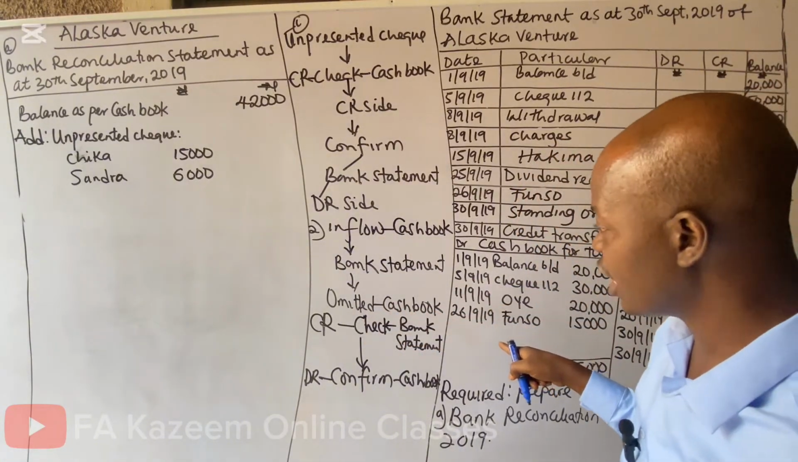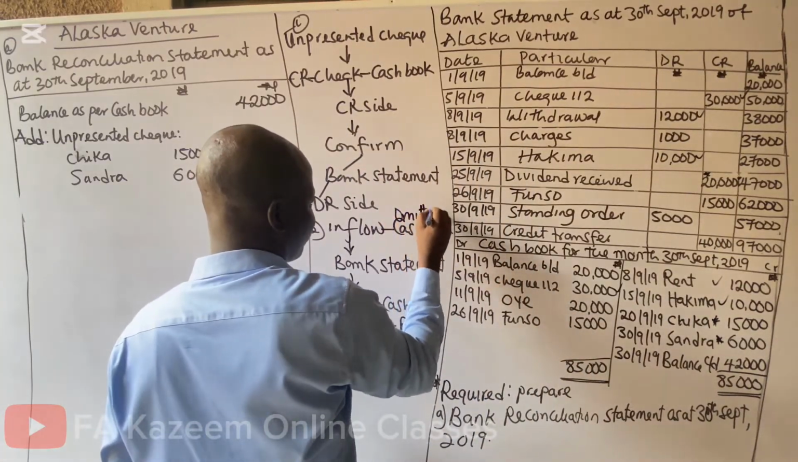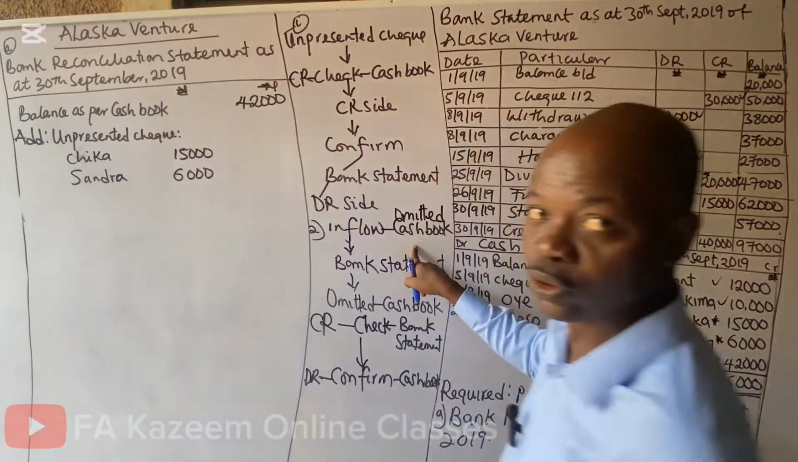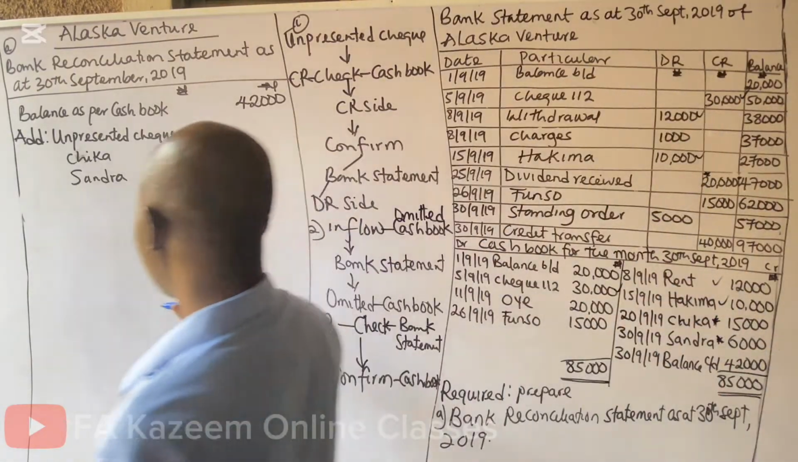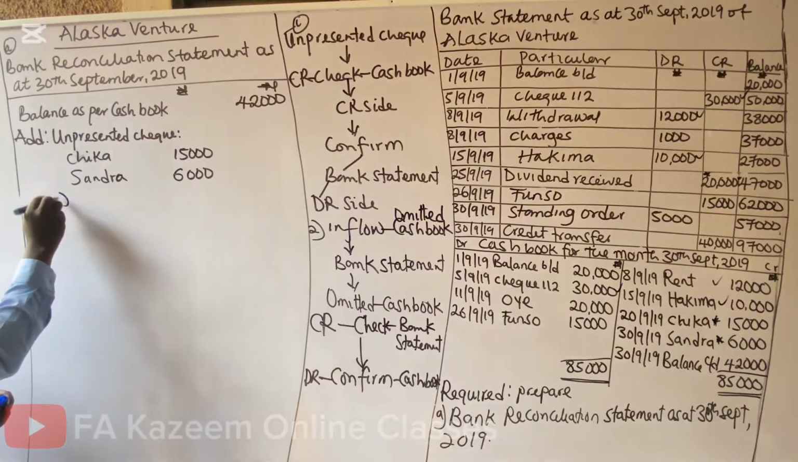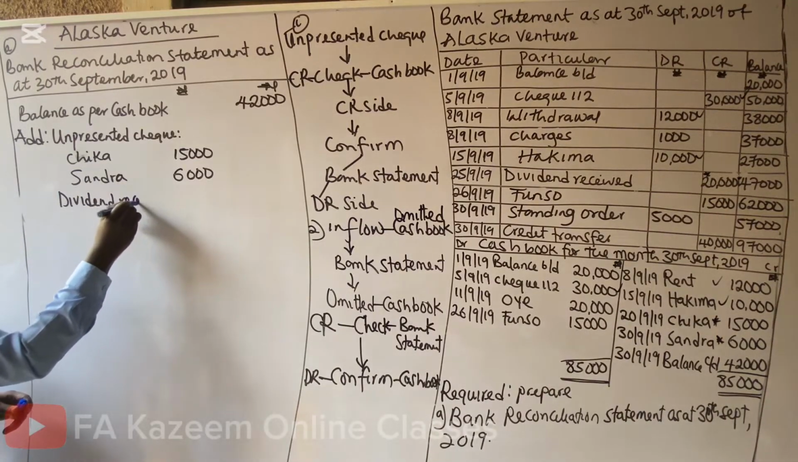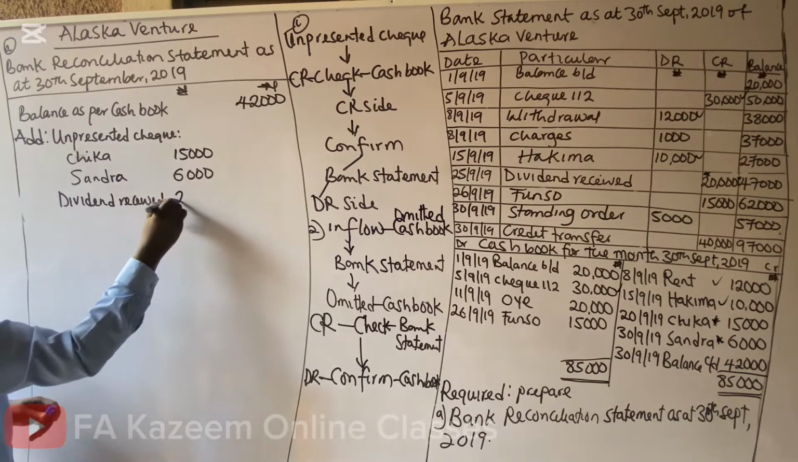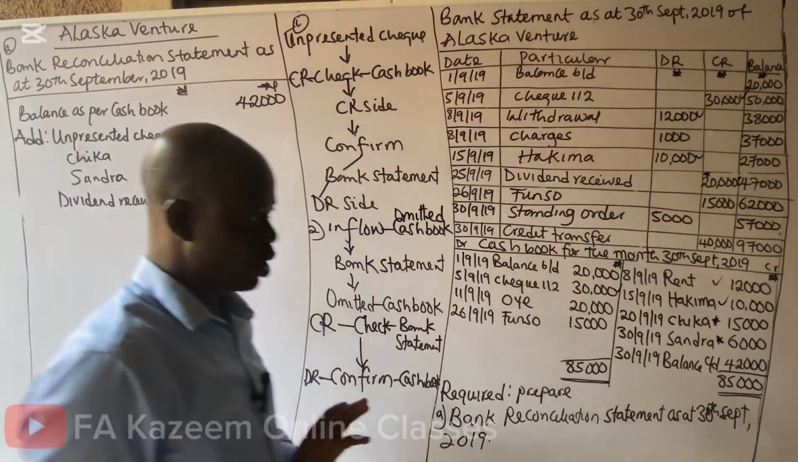All the inflow in the cash book that has been what? Omitted. Look at it. Inflow in the cash book that has been omitted must be added back. Now let's add. We're also going to add dividend received. How much? 20,000. We're not done.